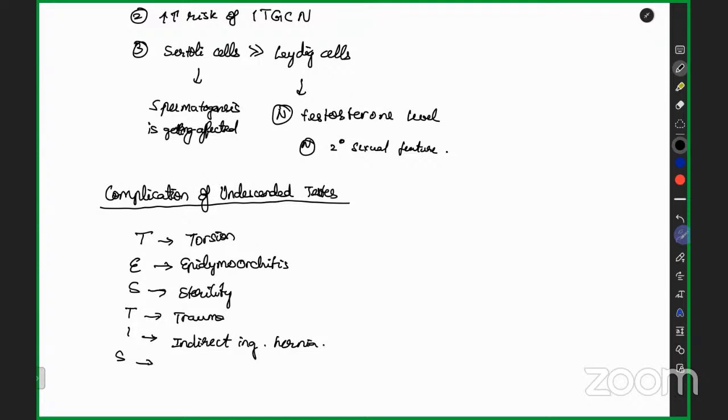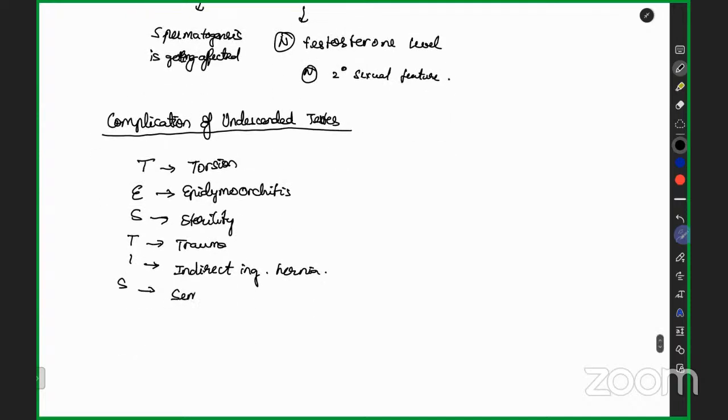Similarly, our testis gradually becomes metaplastic in nature. So they are going to give dysplasia, metaplasia, and they are finally going to undergo cancer, a tumorous condition, malignancy. So what is the malignancy which commonly occurs here? Seminoma. So these are the complications.